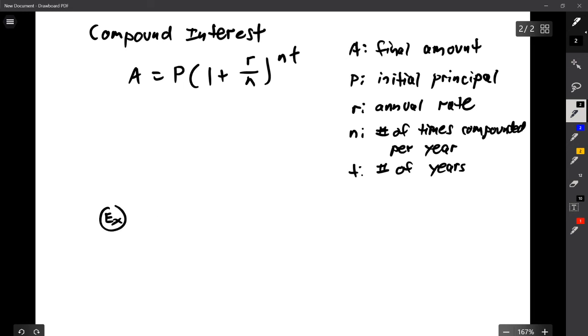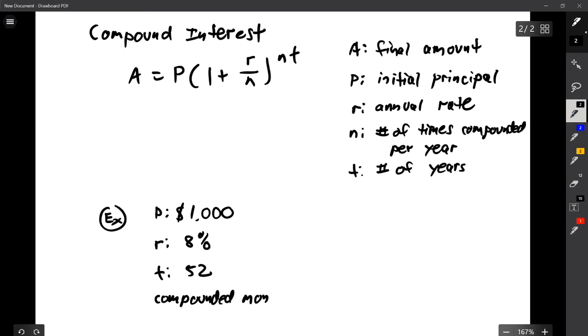Okay, but let's go with the example that we gave before. Let's say we have an initial investment of $1,000, with an annual interest rate of 8%. Let's say you deposit at 18 years old and you want to see how much you have at 70 years old. That would be 52 years. And we'll say it's compounded monthly. All right, let's see what we get.